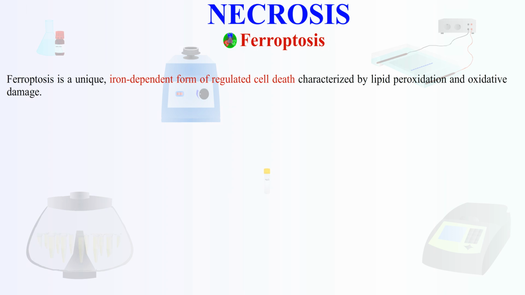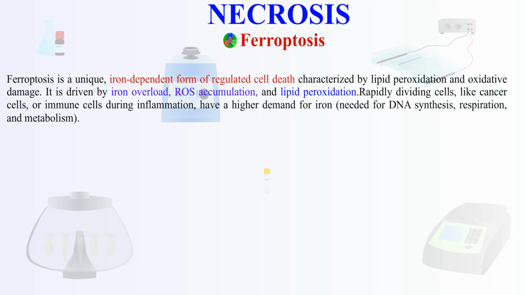4. Ferroptosis, or iron-dependent cell death. Ferroptosis is a unique, iron-dependent form of regulated cell death characterized by lipid peroxidation and oxidative damage. Ferroptosis is driven by iron overload, ROS accumulation, and lipid peroxidation.